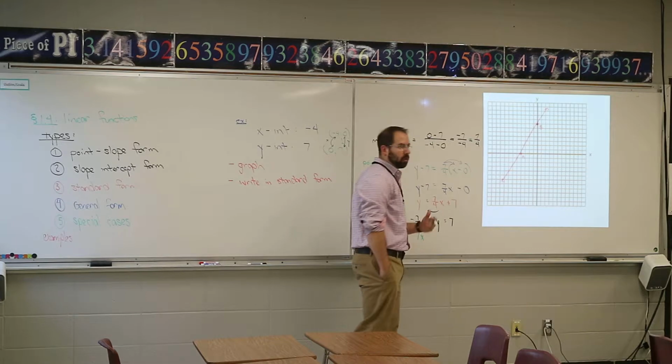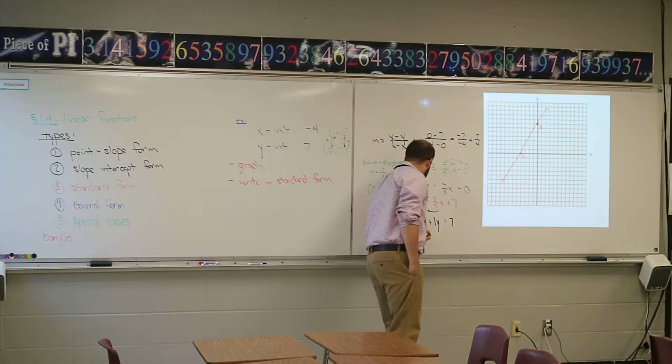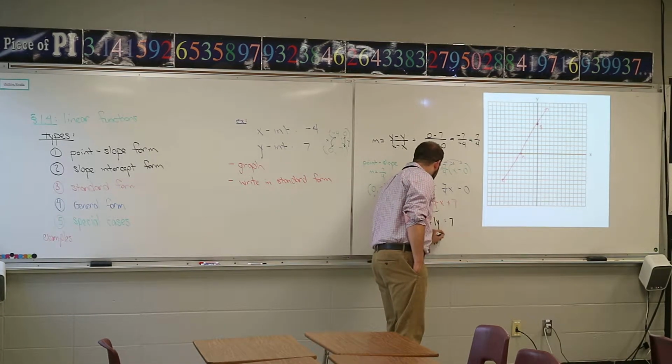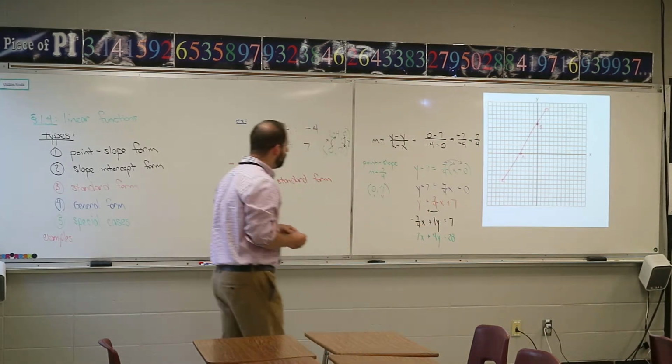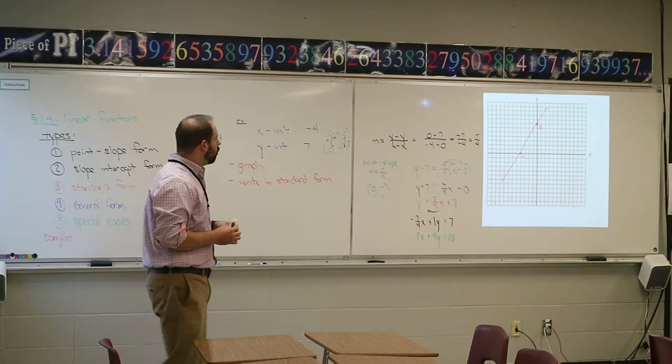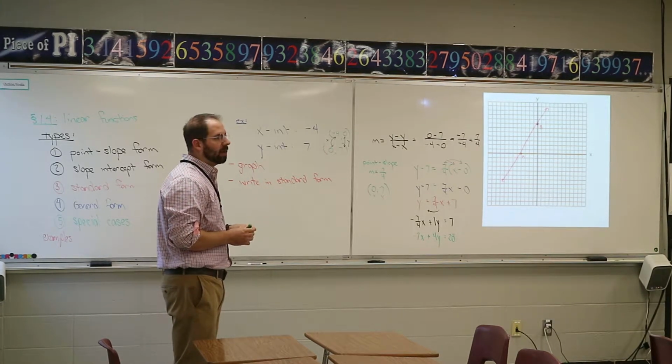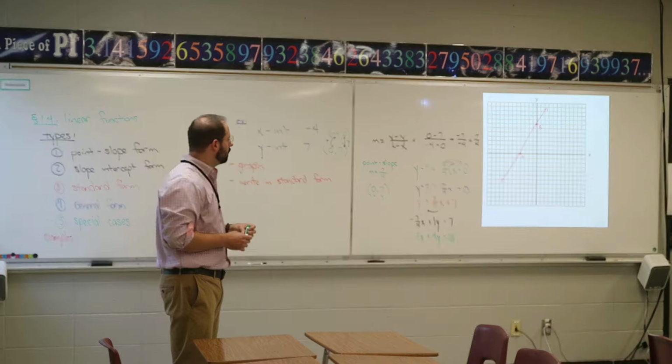Negative 7x, because the 4 would cancel in the front. I'll get a 4y, and I'll get a 28 in the back, because I multiplied everything by 4. That's standard form. Questions at all about the process for how to go from point slope to standard?